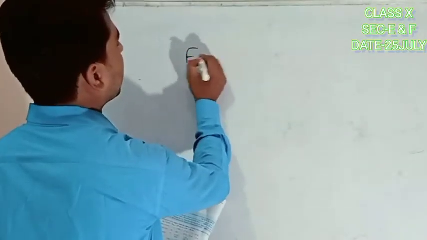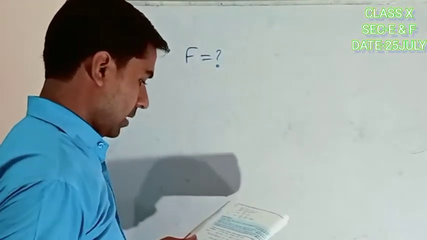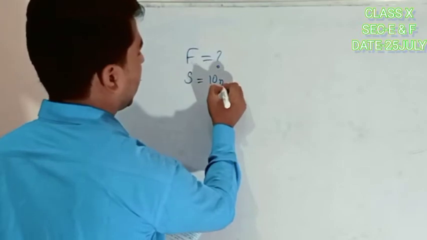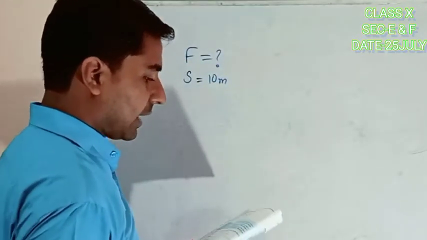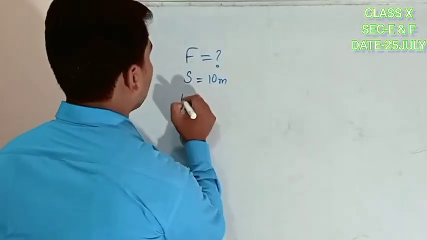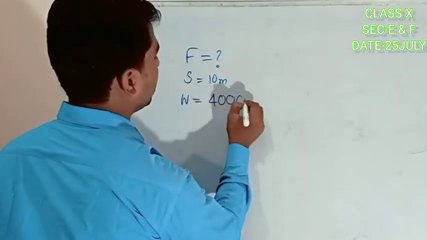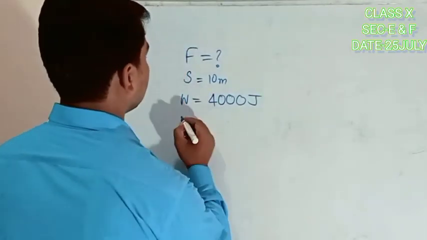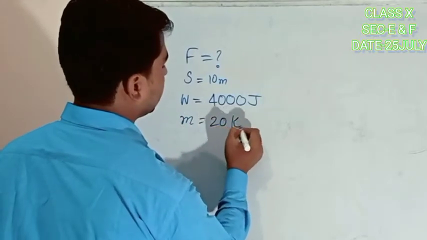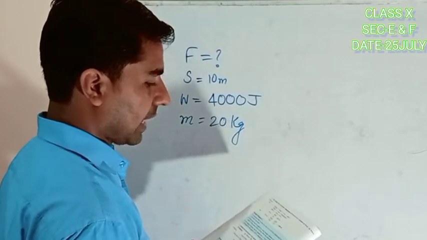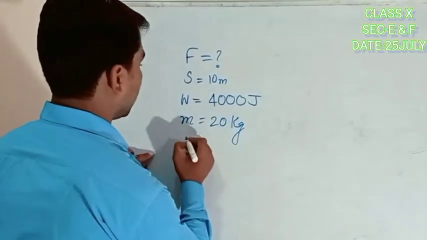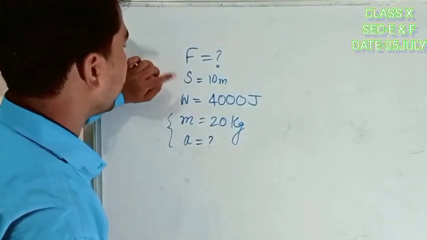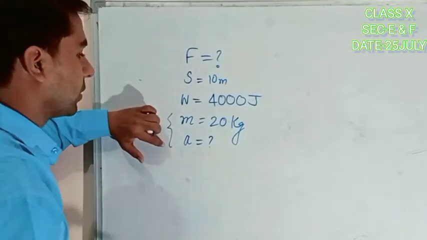So again, straight, F is equal to question mark. Through a distance of 10 meters means displacement is equal to 10 meters, such that it does a work of 4000 joule. Work done is given as 4000 joule. If the mass of the body is 20 kg, mass is given as 20 kg. What is the acceleration of the body? So this is the next part. The beginning is here: we have to calculate force. Then after that we will discuss the acceleration.